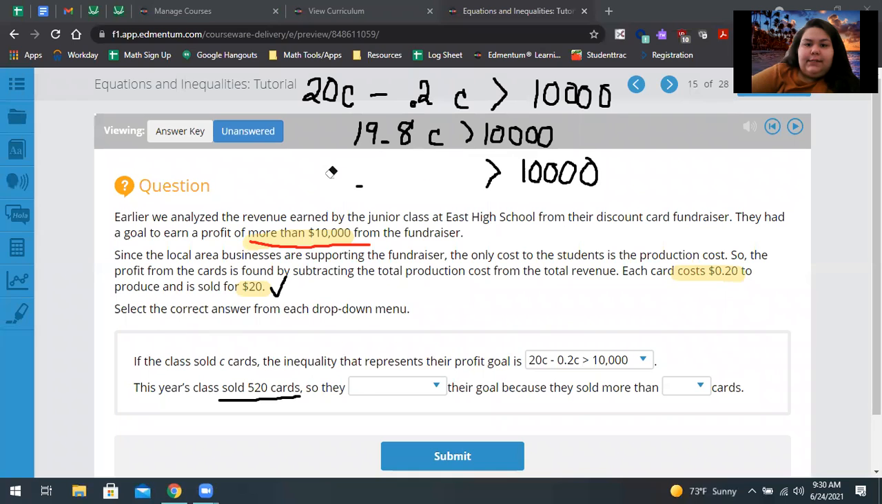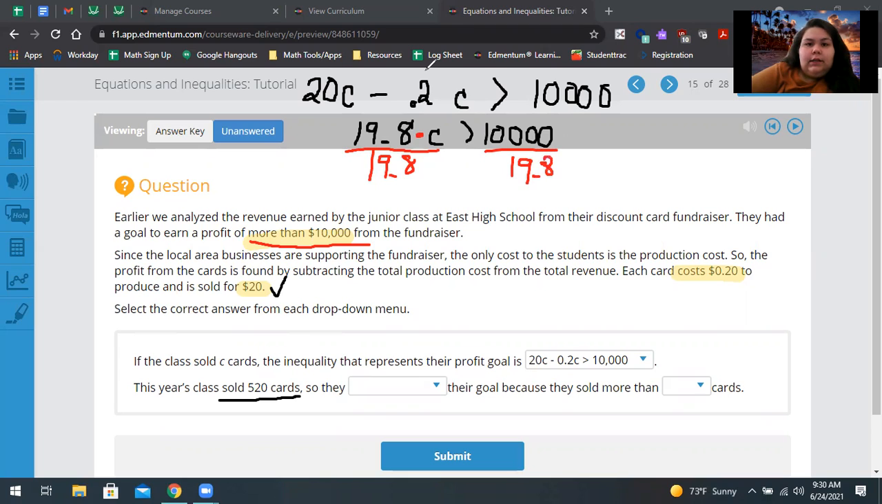So instead of replacing this with the C value, I should erase that. I'm going to solve for C. So one thing I want to do is isolate that variable C. Right now, it's next to 19.8. Keep in mind that this is being multiplied. So in order to remove that 19.8, I'm going to do the opposite of multiplication. I'm going to divide by 19.8 on both sides.